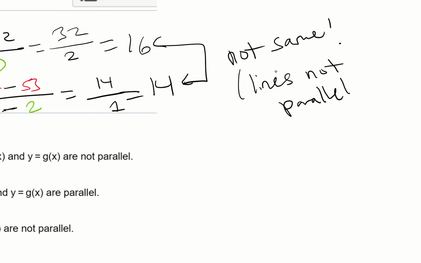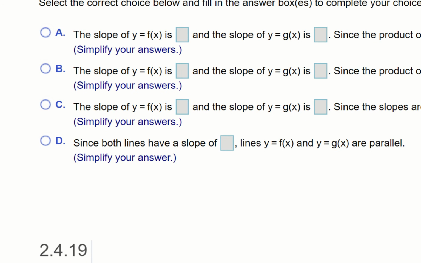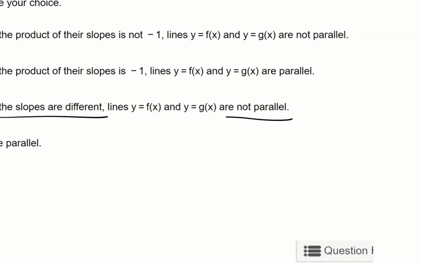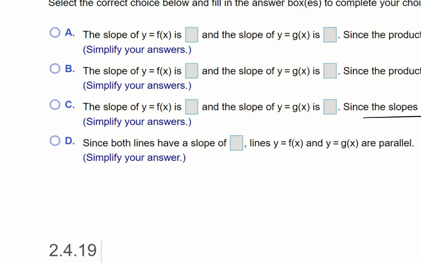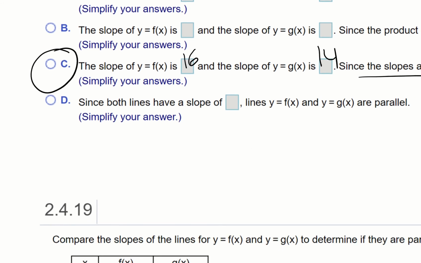The only way that two lines are parallel is if the slopes are the same. And so we're going to say, well, the slopes are different, so the lines are not parallel. And we're going to identify, well, the slope of this is 16, the slope of this is 14 for this particular example. That's it for that problem.